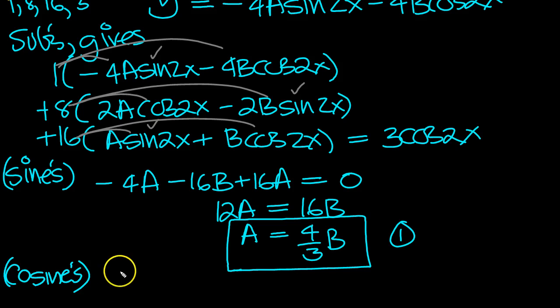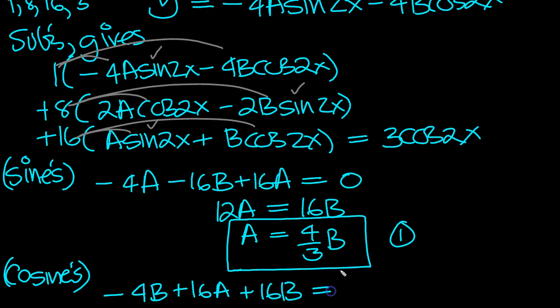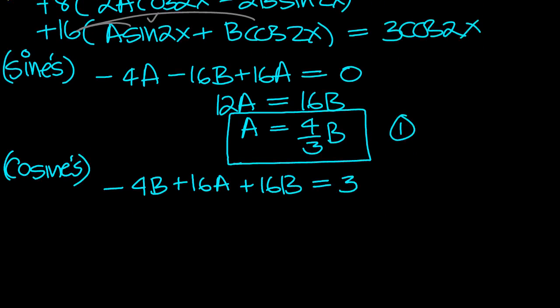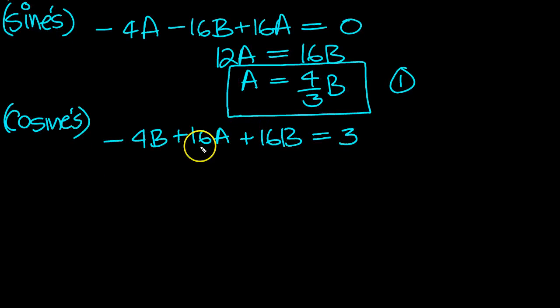And see what we get there. So the other three, minus 4b times 1 is minus 4b. Then the other cosine is here, 16a plus, and then the other cosine plus 16b. And how many cosines on the other side? 3 cosine 2x, yeah? So we get that. So let's turn our attention to this problem now.